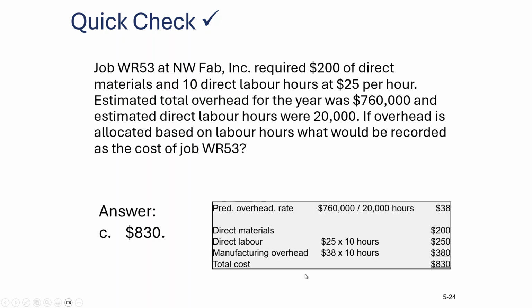The next part is the manufacturing overhead. To do the manufacturing overhead, the first thing that we had to do is find the overhead rate. To find the overhead rate, I had to take 760,000, which is the estimated cost for the manufacturing overhead, divided by the estimated labor hours, which is 20,000. That gives me the rate of $38 per direct labor hour. Then I take that $38 rate, see how many direct labor hours we have, which is 10, multiply by that, and that gives me my manufacturing overhead applied to that job. And then we add these three components, and the total cost comes to $830.